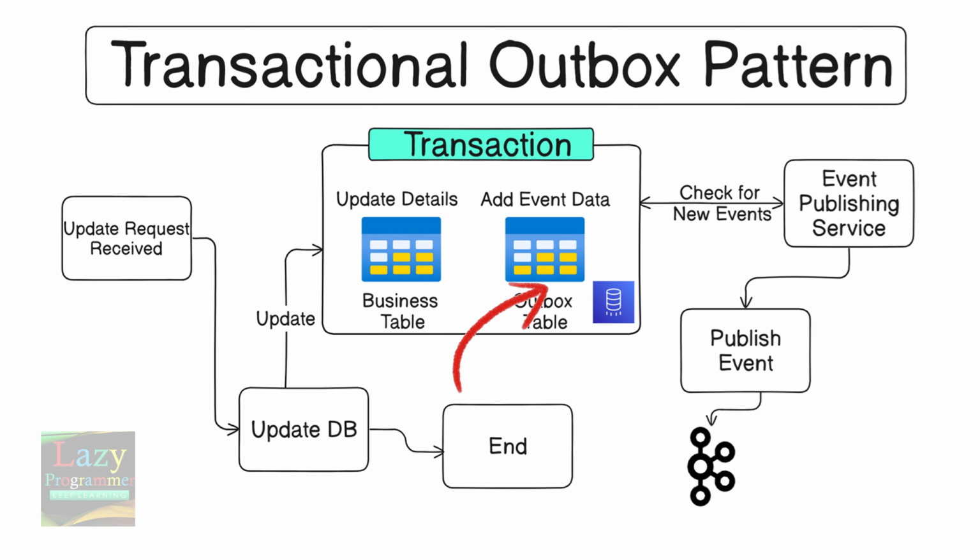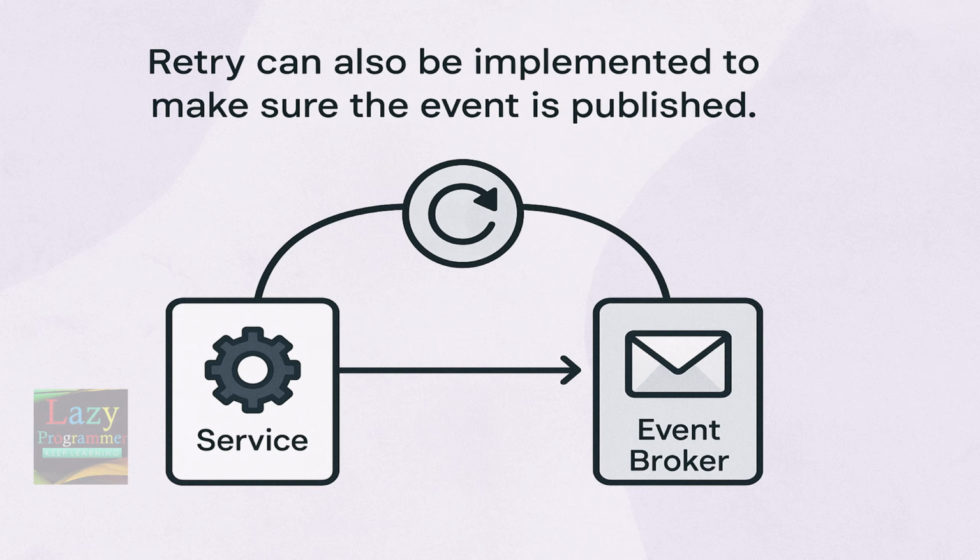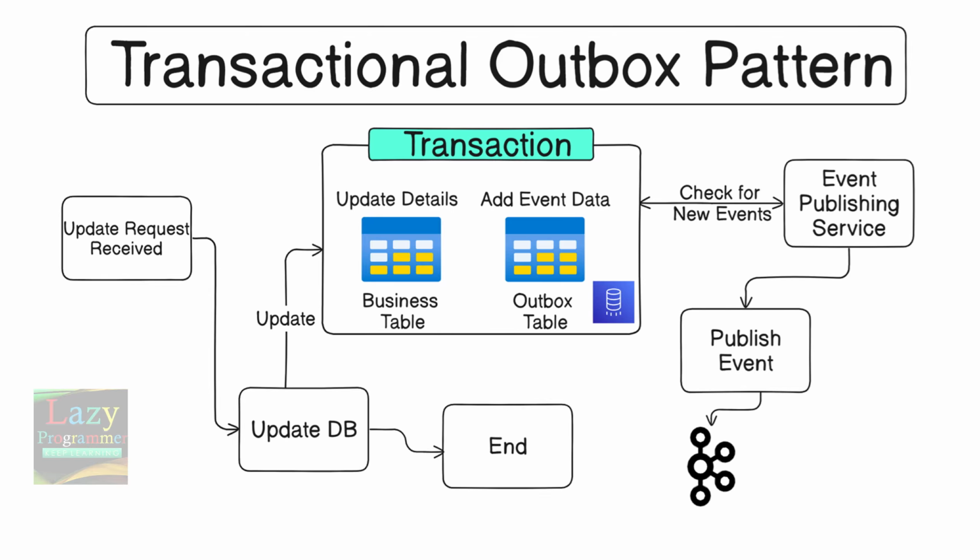Now a separate process will be running which checks the outbox table for all the unprocessed events. And in case any of these are found, those events will be published to the message broker. Now here retry can also be implemented to make sure the event is published. Now once the event is successfully published to the message broker, it can be marked as processed or deleted from the outbox table itself.